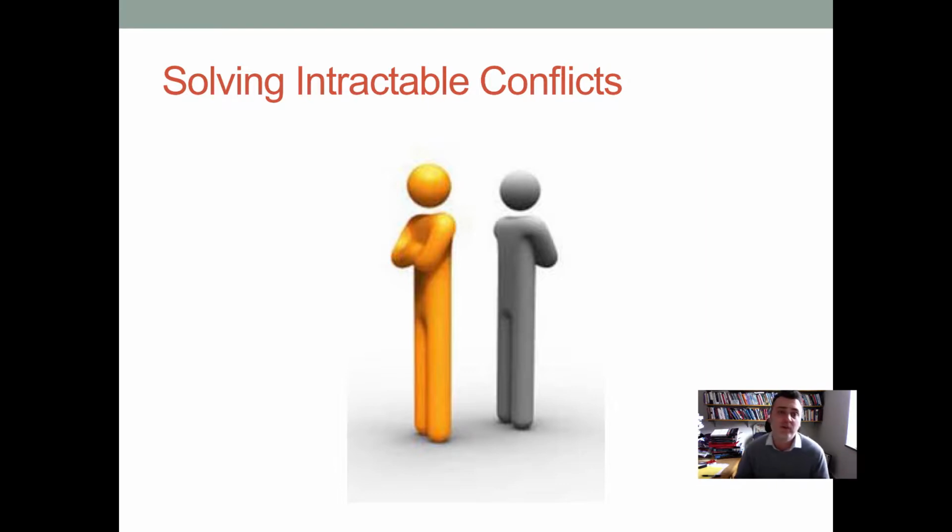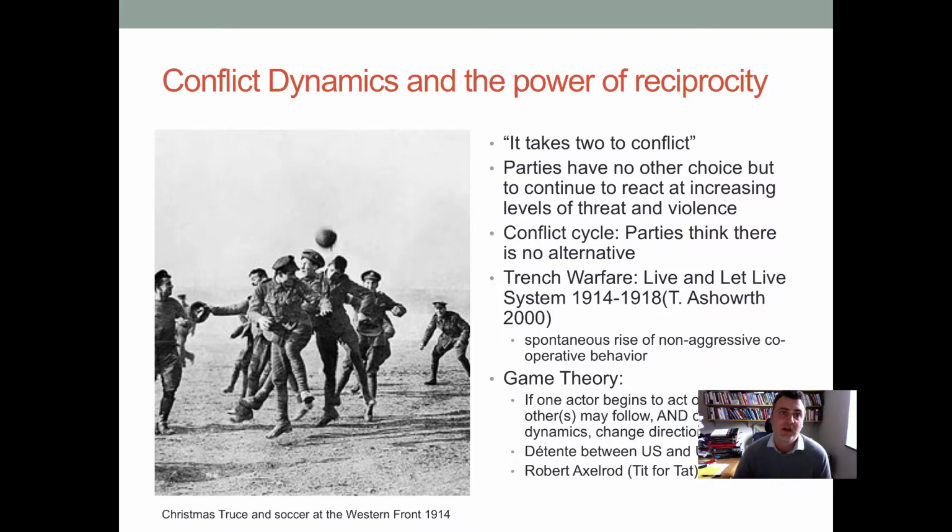Now, how do we solve these intractable conflicts? In fact, if you go back to the First World War, this is a rather fascinating story. You can pick up the book called Live and Let Live System. It looks at how peace actually broke out between different factions of the British, the German, and French armies in the trenches in the First World War.